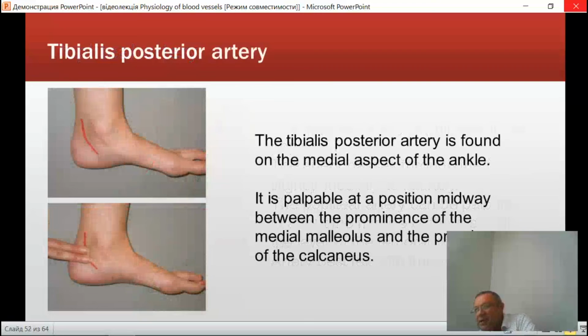Next place, tibialis posterior artery. The tibialis posterior artery is found on the medial aspect of the ankle. It is palpable at a position midway between the prominence of the medial malleolus and the prominence of the calcaneus. Malleolus and calcaneus.